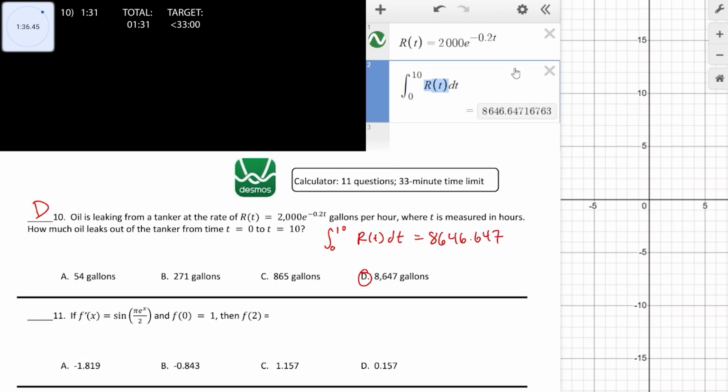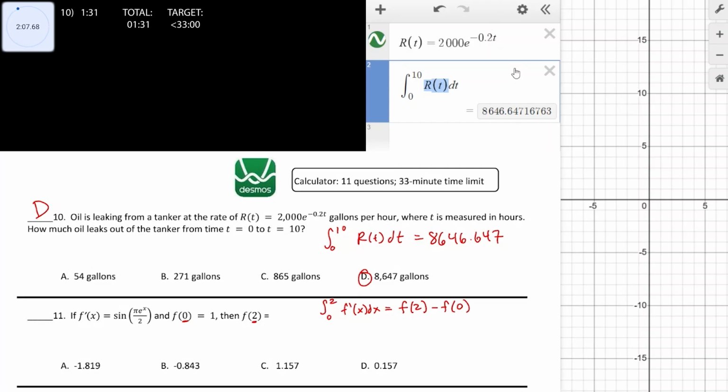Number 11 says if f prime of x equals sine of pi times e to the x divided by 2, and f of 0 equals 1, then what's f of 2? Here we're going to set up a fundamental theorem of calculus equation where the integral from 0 to 2, which are going to be these two x values here, of f prime x dx is going to equal the antiderivative of f prime, which is just f, evaluated at 2 minus f of 0.